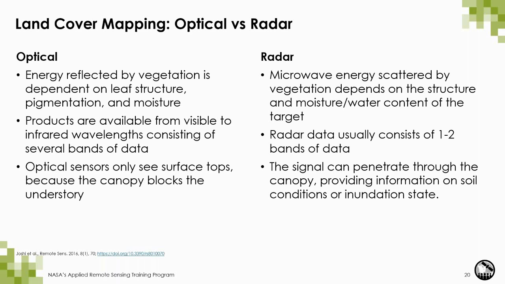As a last point, optical sensors only see surface tops because the canopy blocks whatever is underneath. This limits characterizing land cover unless the characteristics of the top of the canopy are highly correlated with what is underneath. With radar, the signal can penetrate through the canopy, depending on the wavelength, and provide information on the vegetation and soil below.